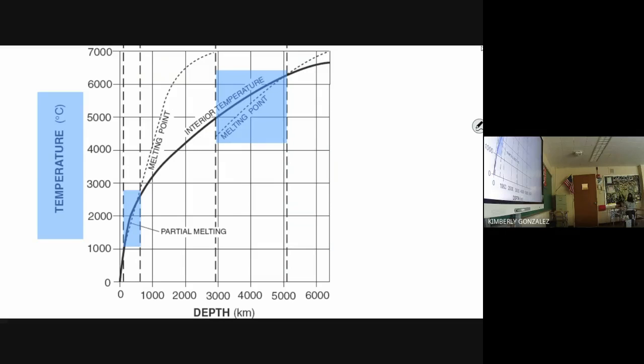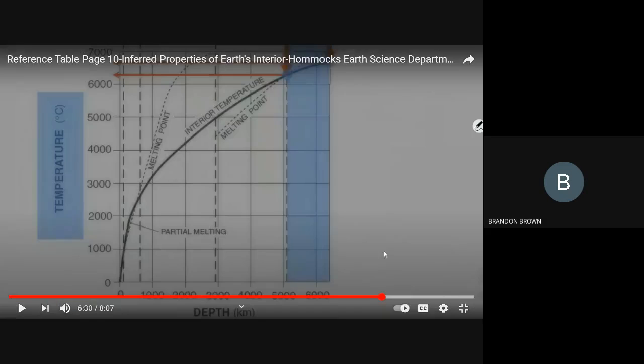Anytime the melting point is below the interior temperature, you're going to have a liquid layer. Okay, the interior temperature, when it's above the melting point, means the melting point has already been reached. Did you guys get that? You guys wrote that down, right? Wait, could you repeat what it was?